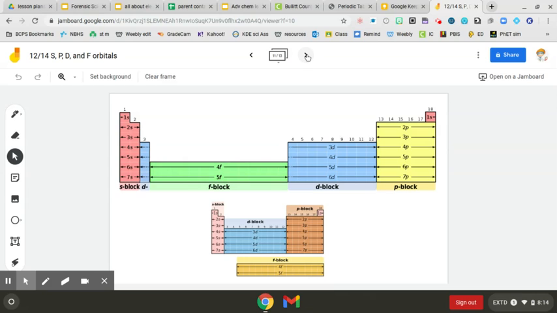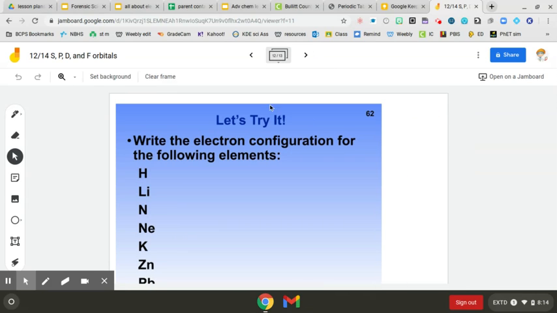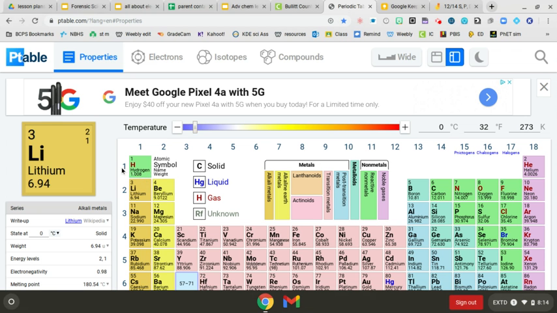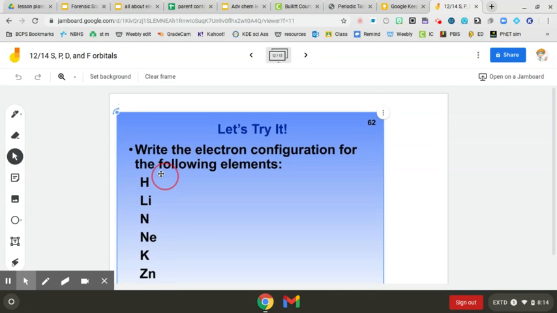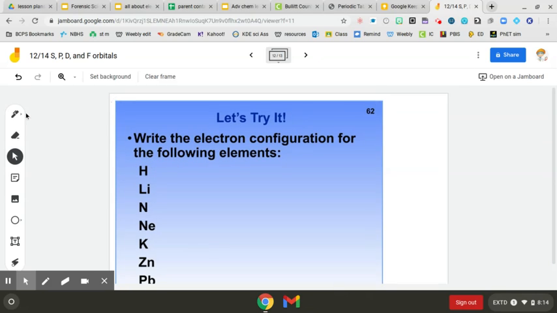So let's give it a shot. All right, we'll start with hydrogen. We already said, let me pull up the periodic table here. We already said hydrogen's right here, so that's in level 1, S block. There's only 1 electron in it, so easy enough. 1s1. There you go.